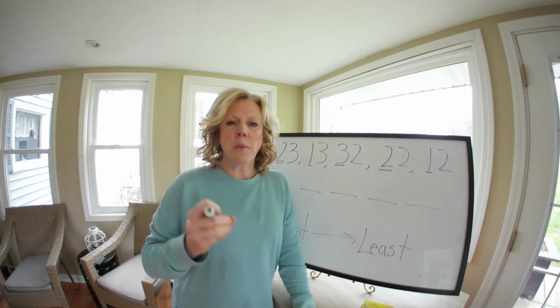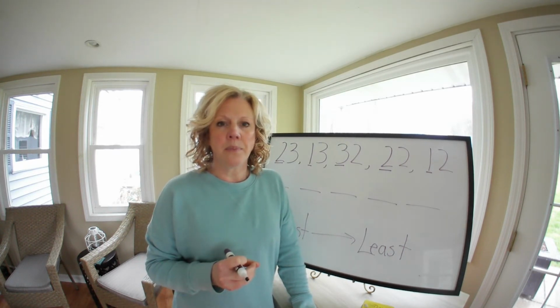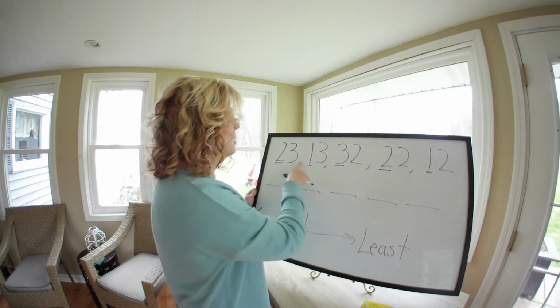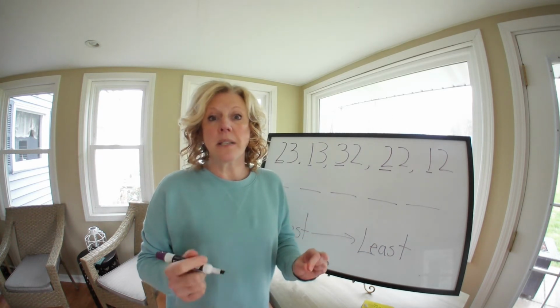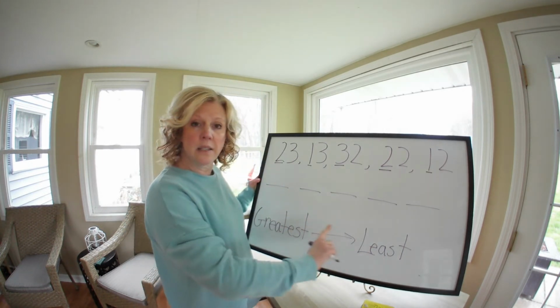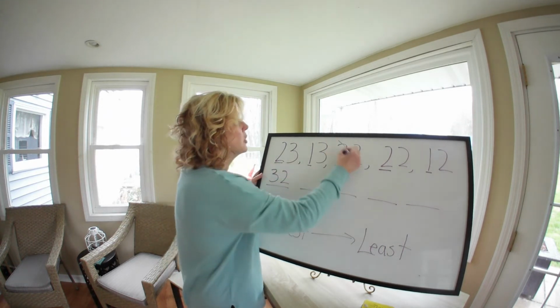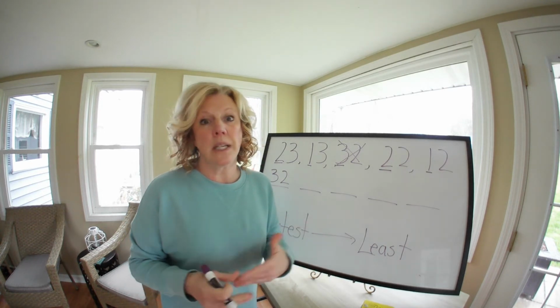Okay? So which number has the biggest number in the tens spot? That's right, 32. Because 3 is bigger than 2 and 1 and 2 and 1. So obviously 32 is going to be our biggest number. Remember, we're going from greatest to least. So I'm going to put 32 right here. And then don't forget to cross it off, because that means that I've used it, and this way I don't have to reuse it again.